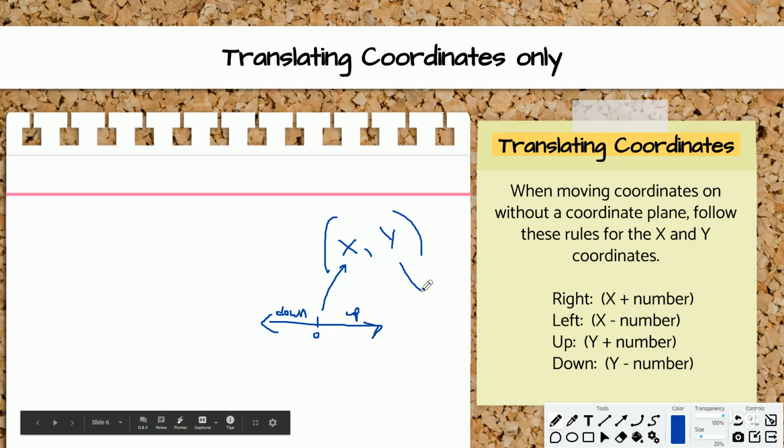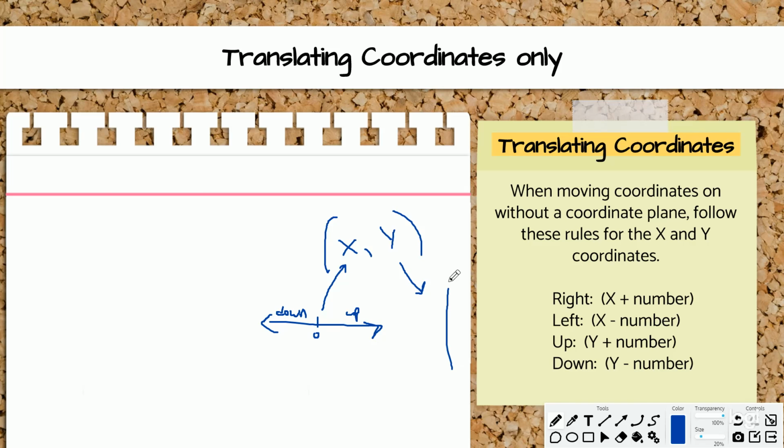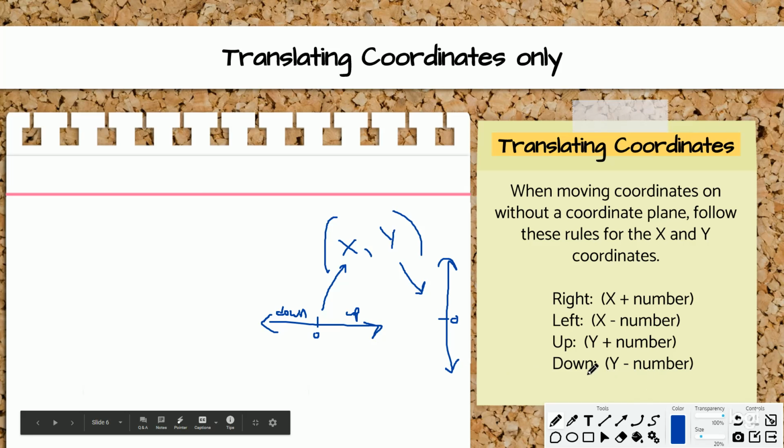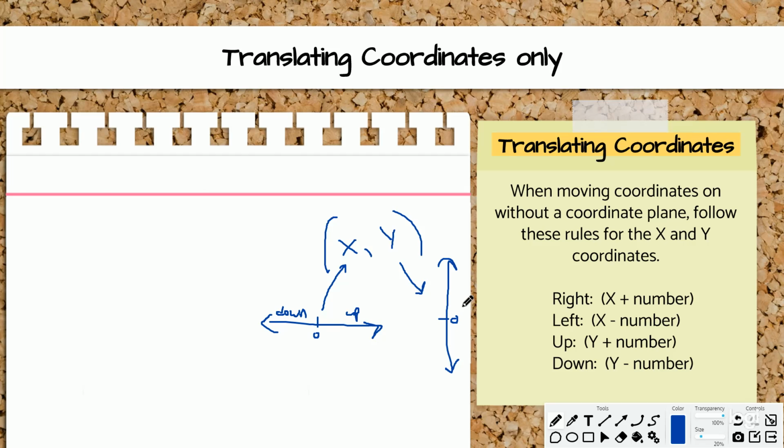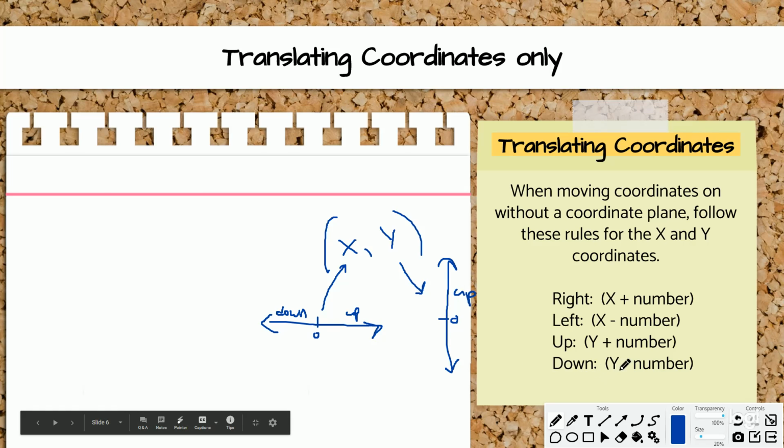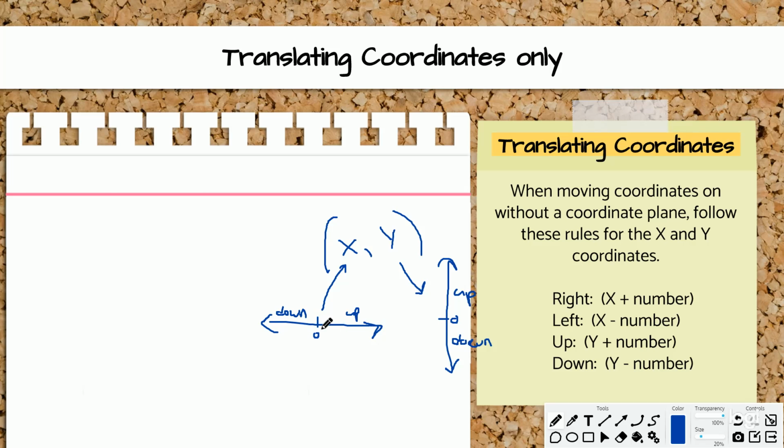And then for the Y is our vertical line, 0 in the middle. And if we're going up, we're adding the number. And if we are moving up on a vertical axis, we're going to be adding, so that's going up. So we have to add to make that number go up. And if we're going down, we have to subtract from the Y number. So the up and down go with the Y axis. The left and right go with the X axis. And then just think of a number line for adding or subtracting to that.